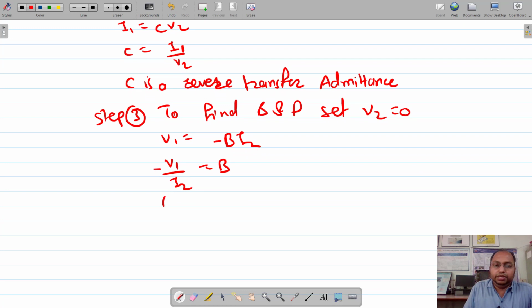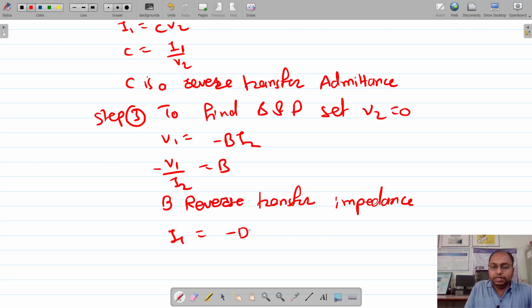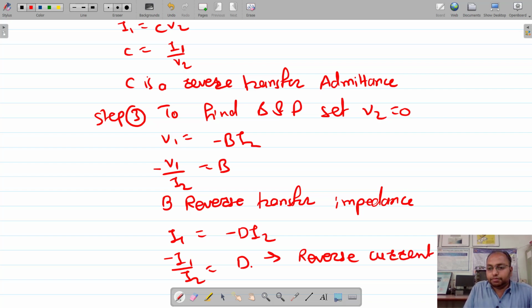So B is the reverse transfer impedance. Is that fine? And lastly, what is D? I1 equals minus DI2. Therefore, minus I1 by I2 equals D, and D is the reverse current gain. Is that fine? Okay, so let us take a simple example based on this, and then we'll conclude this lecture.